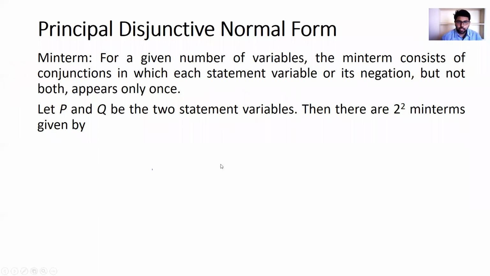Here the PDNF, principal disjunctive normal form. We can also call it the minimum terms. In this PDNF, we are going to convert the given formula into sum of product forms. For a given number of variables, the minimum term consists of conjunctions in which each statement variable or its negation, but not both, appears only once.